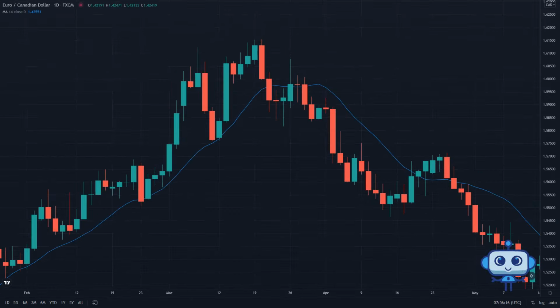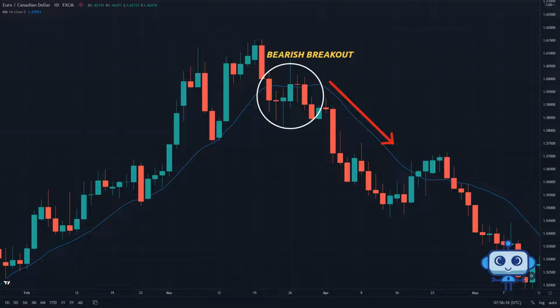Likewise, you can call it a bearish breakout when the price of an instrument finally closes below the moving average line. Such a breakout indicates a bearish momentum, and traders generally place sell trades in this scenario.